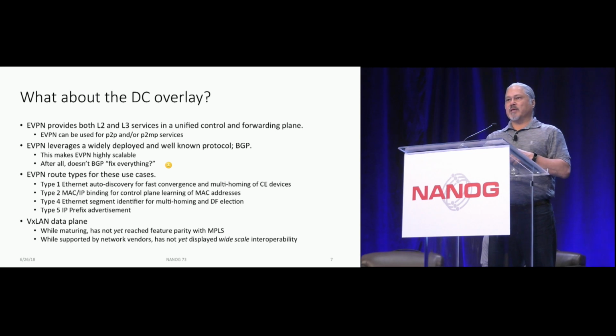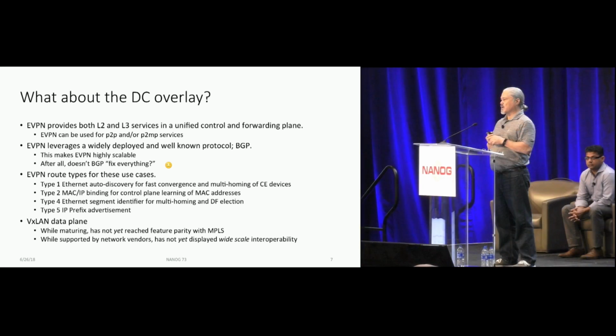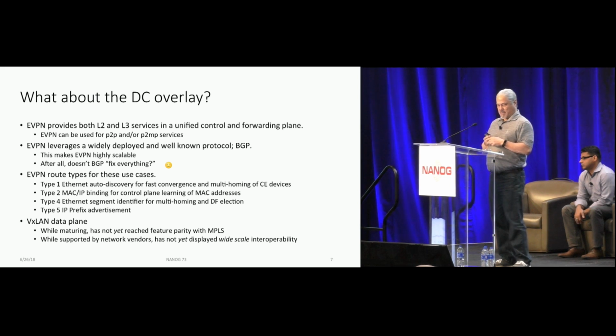Type 2 is kind of the anchor for EVPN, binding the MAC with the IP address, right? Because MAC addresses are advertised in BGP in EVPN. There are things like Type 5, IP prefix advertisement, if you just want to do inter-subnet routing, and then 1 and 4 for things like multi-homing and fast convergence.